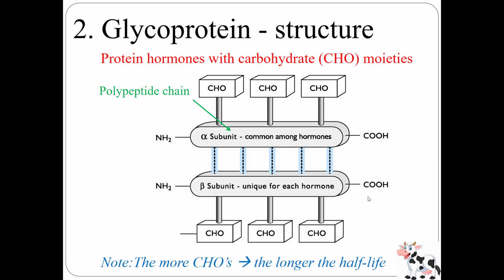Some of the glycoprotein hormones are comprised of two side-by-side polypeptide chains. This is the one polypeptide chain, and this is the second one. And they're going to be bonded together to create the whole unit. Those polypeptide chains have the carbohydrates attached to them, and the polypeptide chains are designated as either alpha or beta subunits.